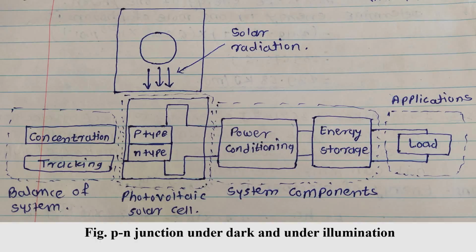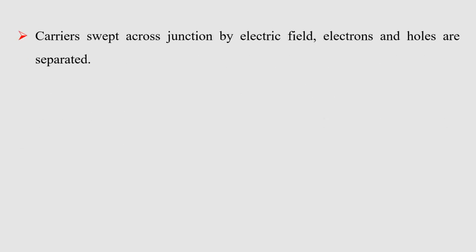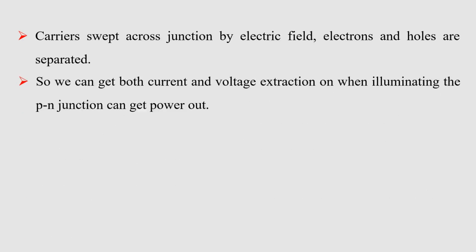The PN junction under dark and under illumination. Now, the carriers are swept across the junction by the electric field. Electrons and holes are separated. This means solar radiation is incident on the photovoltaic cell, so excess minority carriers are generated. These carriers are swept across the junction by the electric field, and electrons and holes are separated. So we can get both current and voltage extraction when illuminating the PN junction, and can get power out.